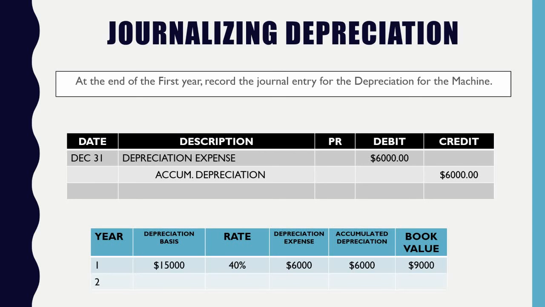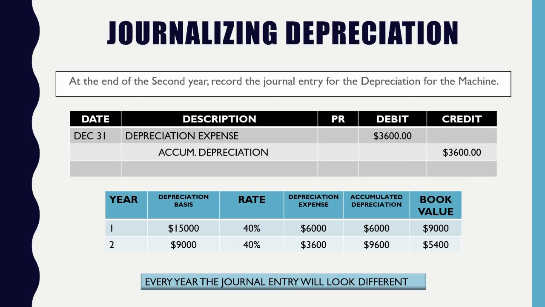Okay. So yes. Here's the example for the second year. Obviously, it's pretty straightforward, right? Second year, we're going to determine the same accounts. But this time, instead of putting $6,000, we're going to put $3,600 because that's what happened on the second year. And so, every year the journal entry will look the same. The only thing that's different is just the number that you're going to be using, okay?